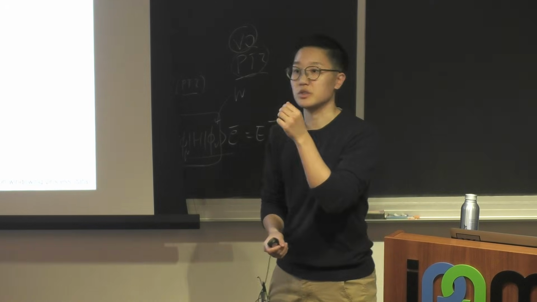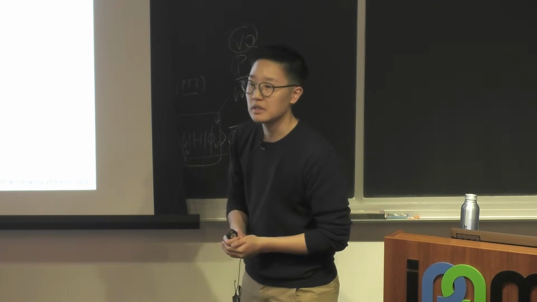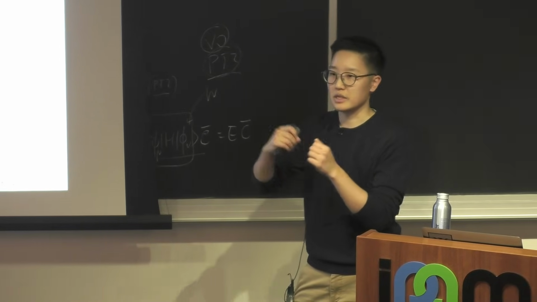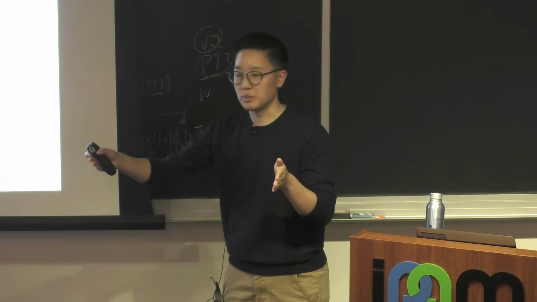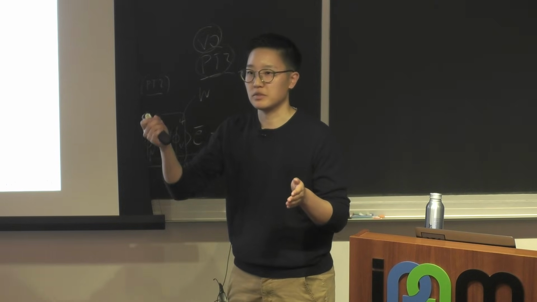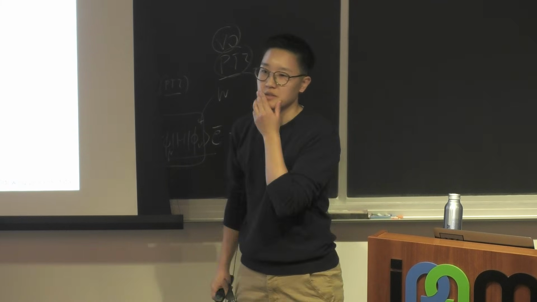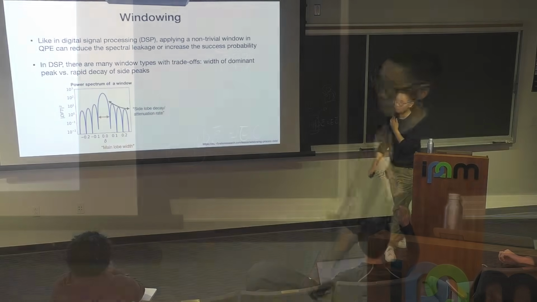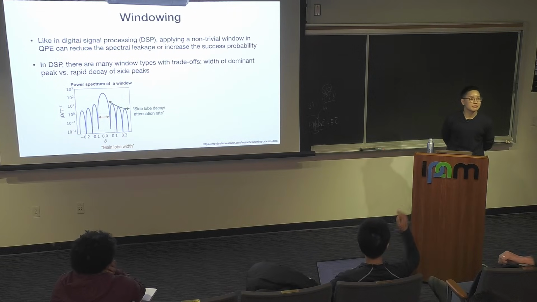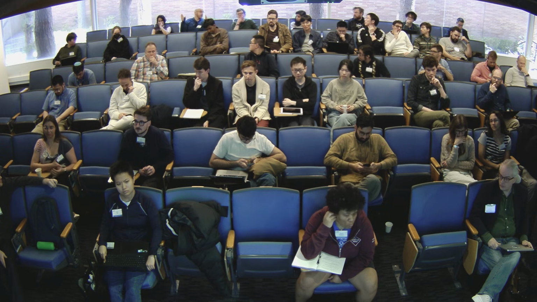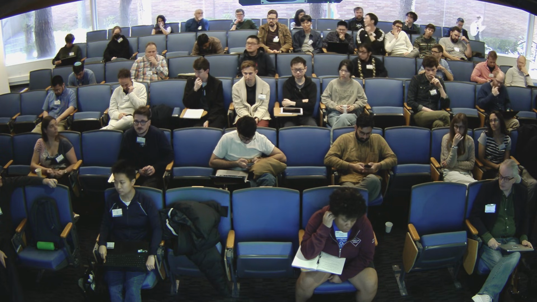For the Kaiser window, this would tune the parameters of that window. And from then on, you could probably make some cost estimate about the actual full QPE circuit multiplied by the number of shots that you have to take depending on the success probability. Thank you. Yep. Just as an observation, the narrower you want this to be, the longer your circuit has to be. Okay.